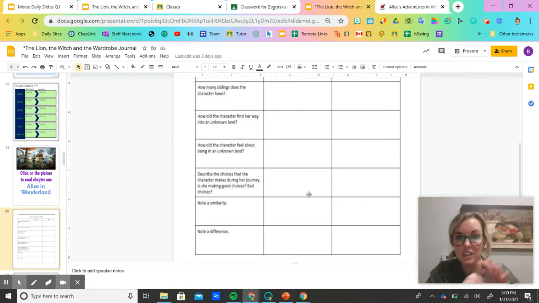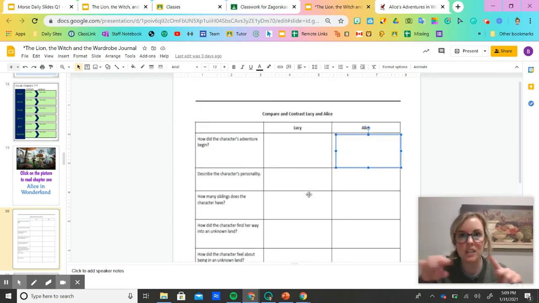You're going to fill this whole graph out, and then when you're done, you are done for the day. But it's just a fun way to see that two different classic books have characters that have so much in common, but also there are definitely differences. And that's such a good skill for us to connect two stories together and just figure out the characters and how they relate.